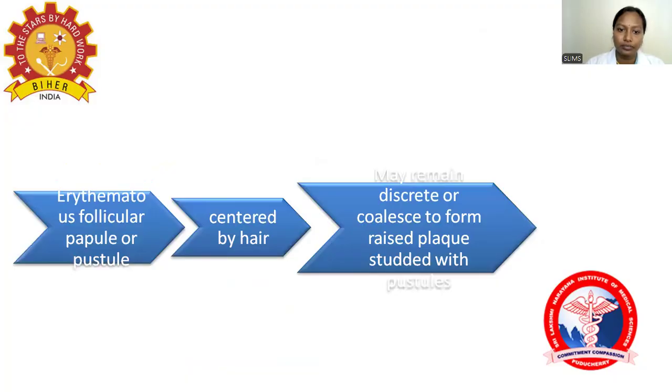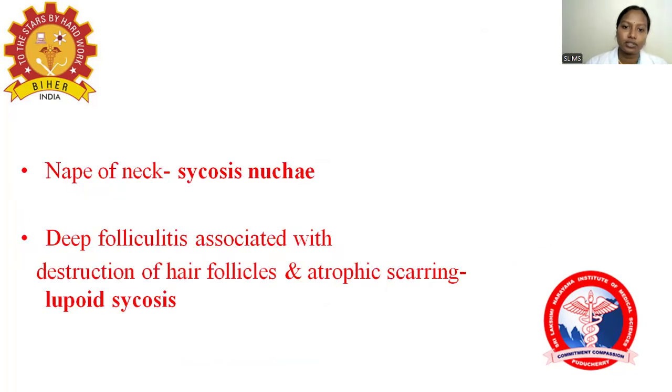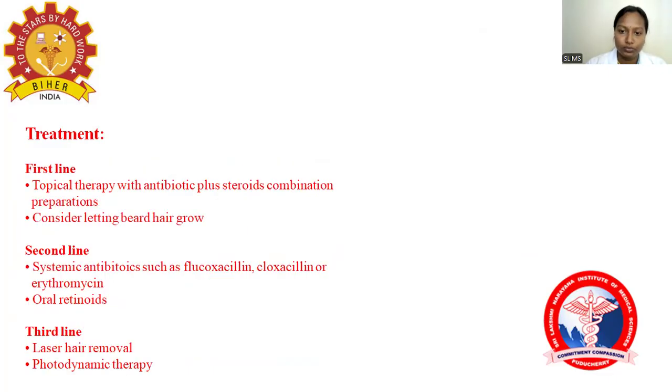So again, as we know, all the folliculitis lesions will occur as a particular pustule only. So an erythematous follicular papule or pustule, which is always having a hair in the center. Sometimes it can coalesce to form a large plaque also, studded with pustules. So it is commonly seen in the nape of the neck or in the beard areas. Deeper folliculitis is associated with destruction of hair follicles and scarring also.